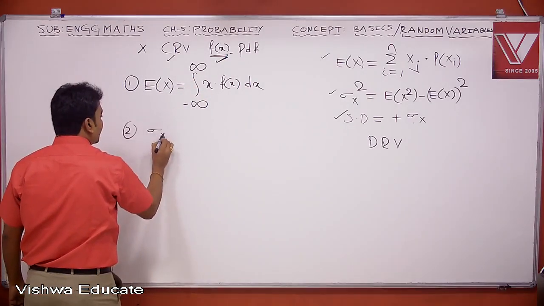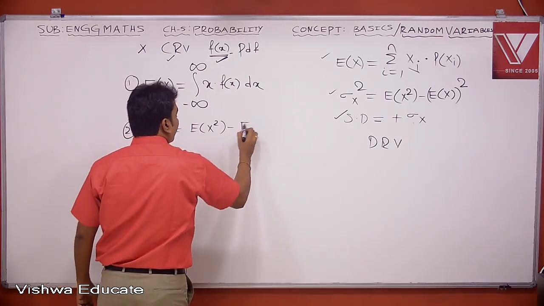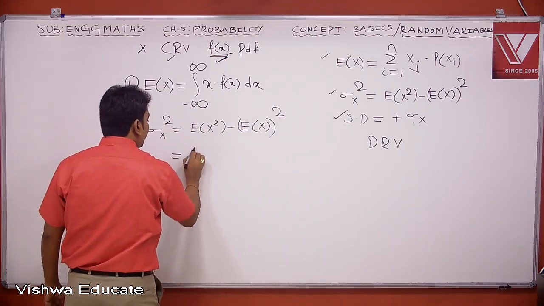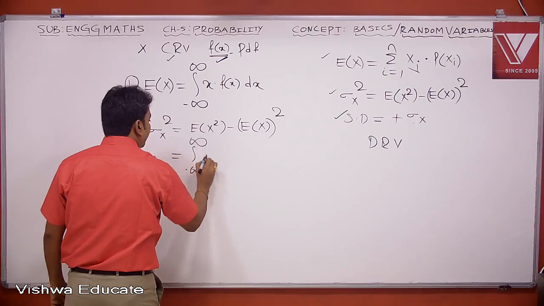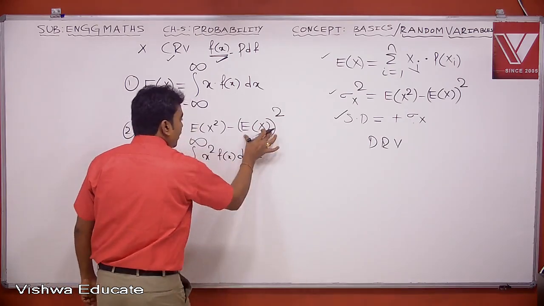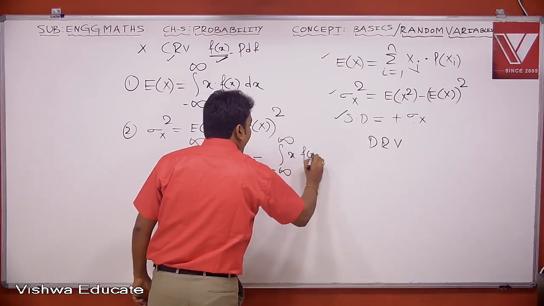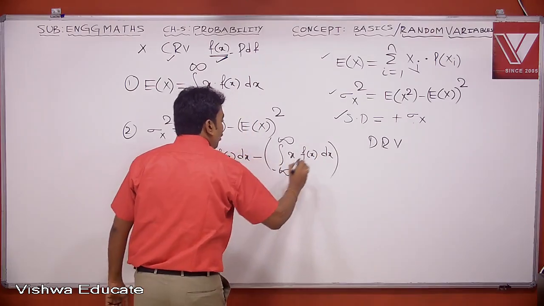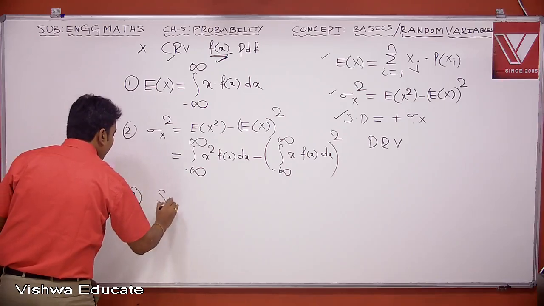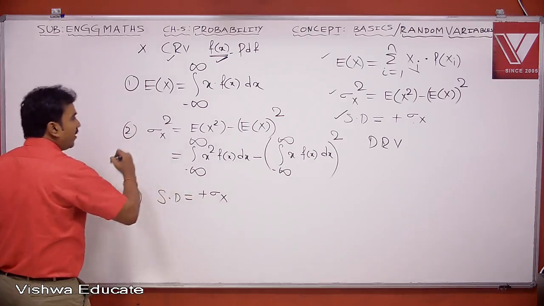And variance is as usual: sigma x square is E of x square minus E of x whole square. But this E of x square is the integral from minus infinity to plus infinity of x square into f of x dx, minus this E of x, which is the integral from minus infinity to plus infinity of x into f of x dx, whole square. Now standard deviation is the positive square root of variance, that is plus sigma x.